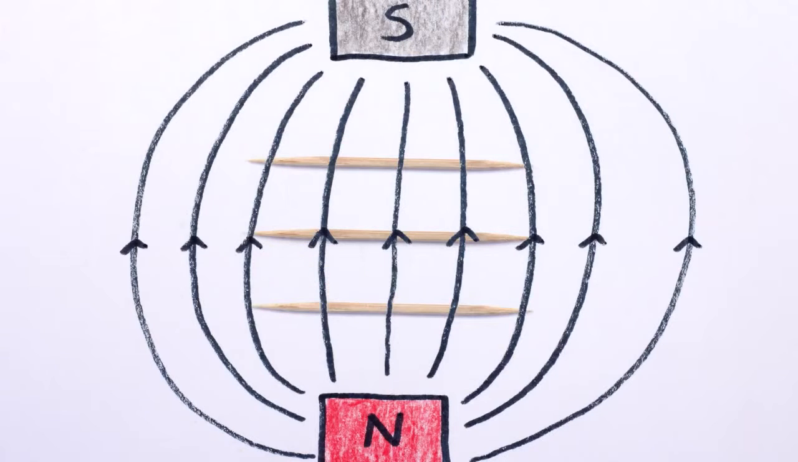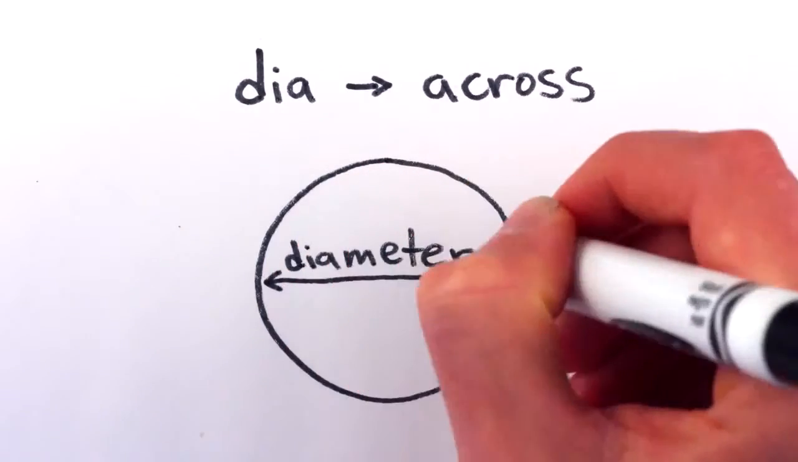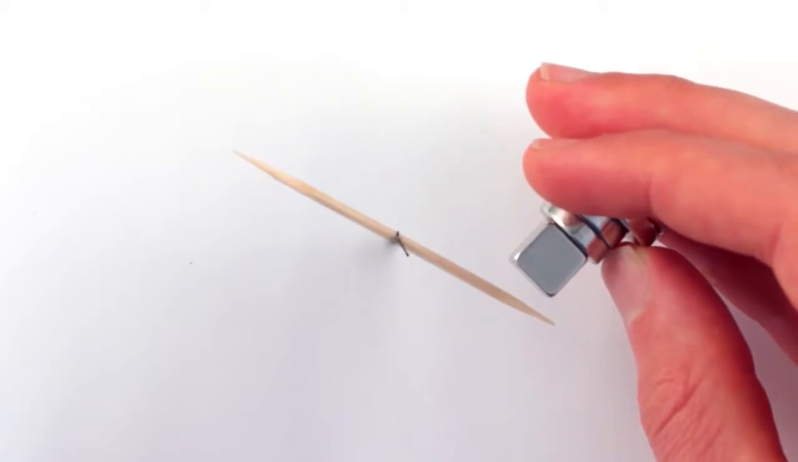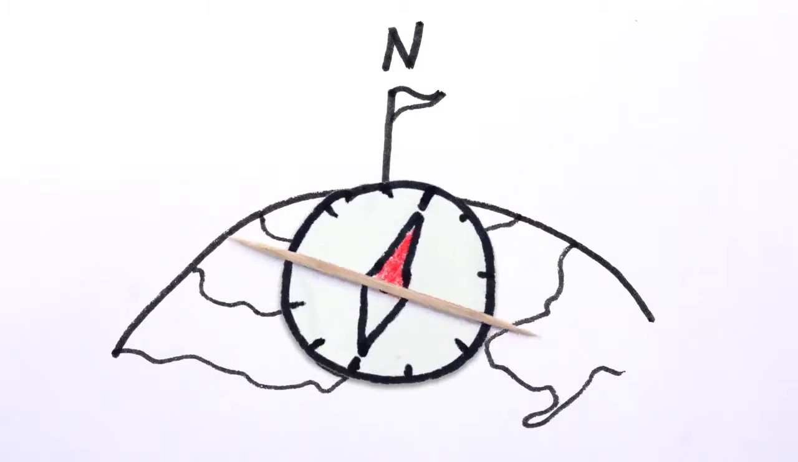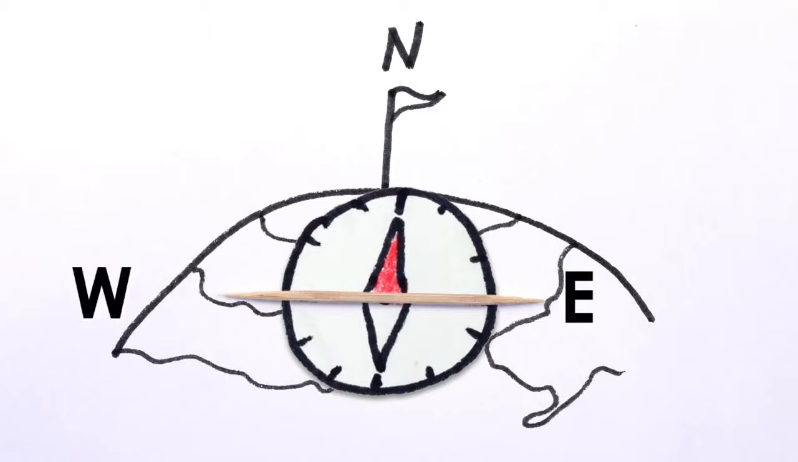This is a convenient way to remember the name of this kind of magnetism, diamagnetism, since dia means across, like the diameter measured across a circle. Diamagnetic materials will repel a magnet, and a diamagnetic compass will point across the magnetic field. That is, it'll orient east-west.